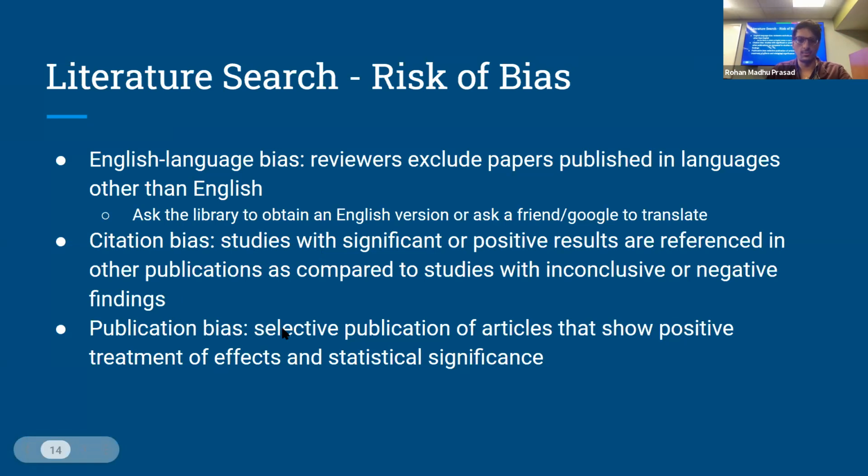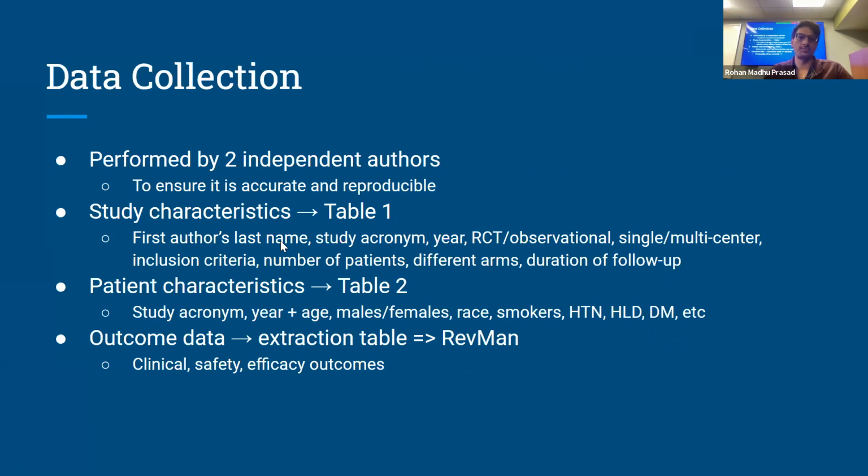Publication bias is the selective publication of articles that show positive treatment effects and statistical significance, similar to the citation bias, essentially. So data collection is performed by two independent authors. So if I'm the first author and Bill is the second author, then, I'll show you a sample meta-analysis next week, but in the methods, you'll say two independent authors, and in parentheses, you'll say my initials and Abdullah's initials. And that way it shows that two authors conducted the study. It's to ensure that it's accurate and reproducible.